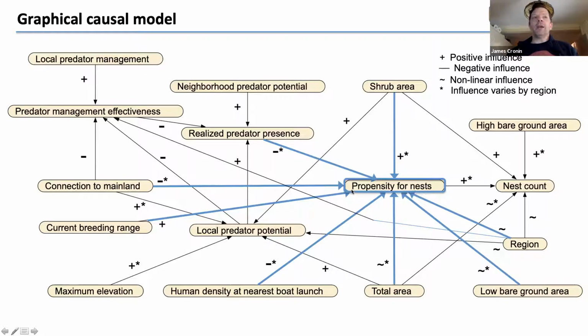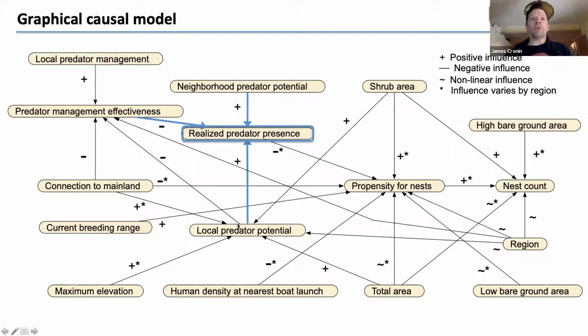Propensity for nests might also be 0 if it's not in the current breeding range. So we didn't have any evidence of breeding colonies between 2000 and 2015 in the Florida Keys, so this would apply there. And so finally, these relationships might vary regionally. So predator presence might be greater on islands that have a greater potential to support predators, and on islands that have a lot of potential in the surrounding neighborhood, on islands surrounding it. And it might be lower on islands where there's some management action that is being effective at controlling them.